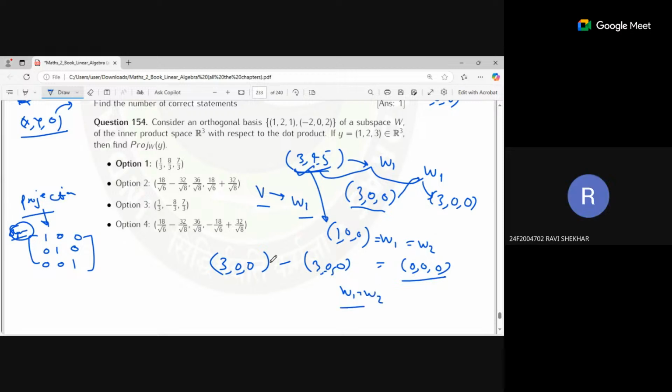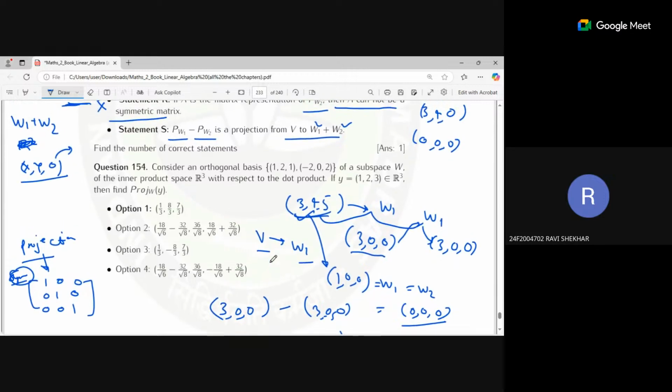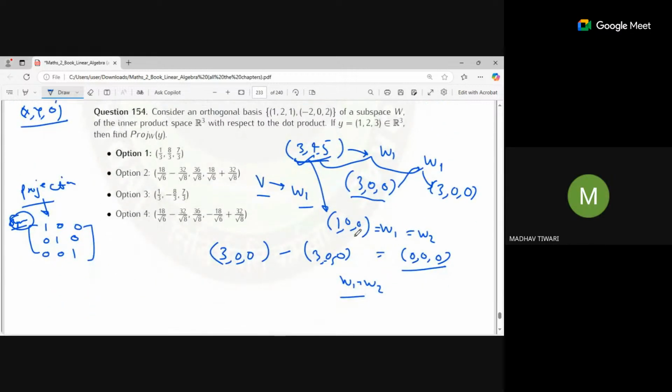Sir, can you just repeat that once more? Okay, one more time. If it is not possible, then let's do this. So what you can do, suppose this is your W1 that is spanned by this vector, and W2 spanned by 0, 1, 0. Okay, distinct, you can take.